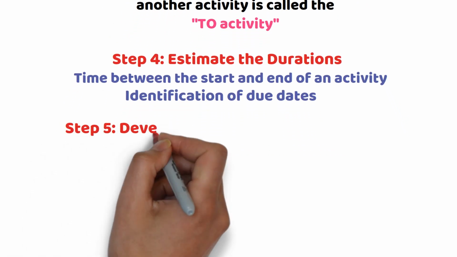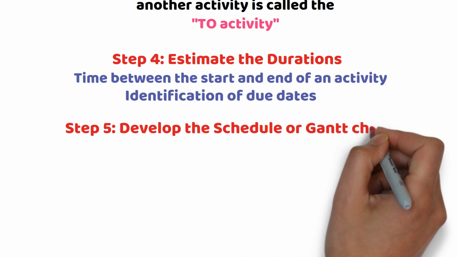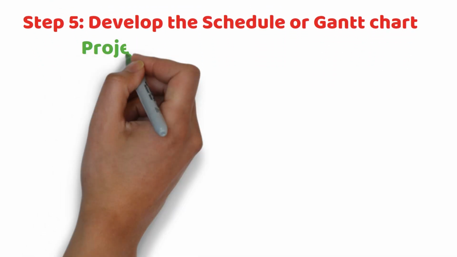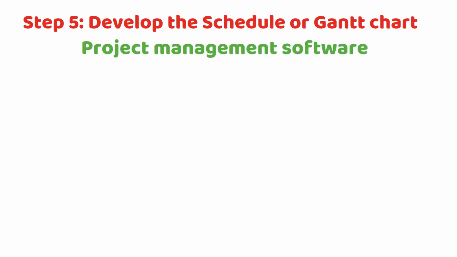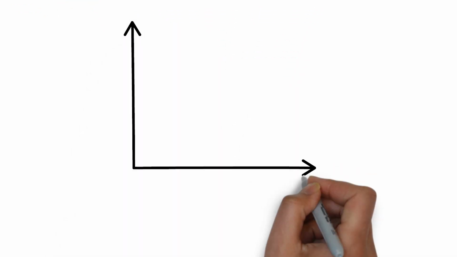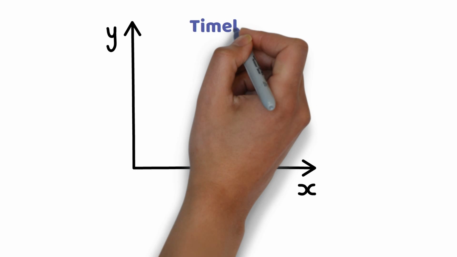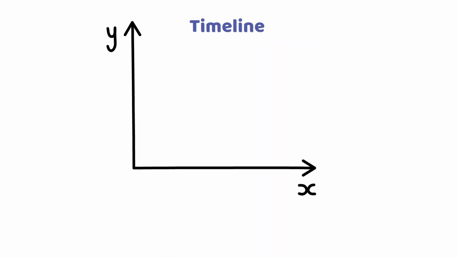Step 5. Develop the schedule or Gantt chart. This is where software is extremely helpful. Create the Gantt chart by loading all information into a project management software tool. Most commonly, Gantt charts are created in Microsoft Excel. As we discussed, the Gantt chart has two axes. The horizontal or x-axis represents the timeline, and the vertical or y-axis represents the list of activities.